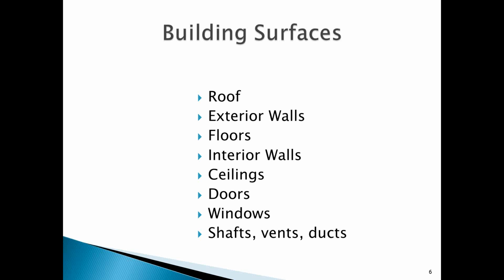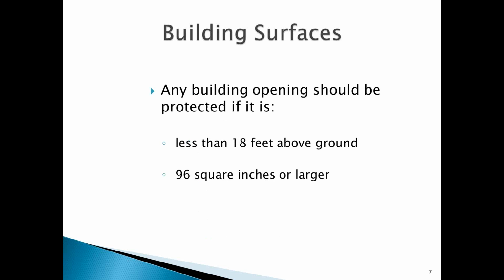You need to look at shafts, especially running under your fence line. If you have a culvert running under there, and it's greater than 96 square inches, you've got to have a grating over that so people can't get in. And you need to look at things like vents and ducts. Pretty common sense stuff.